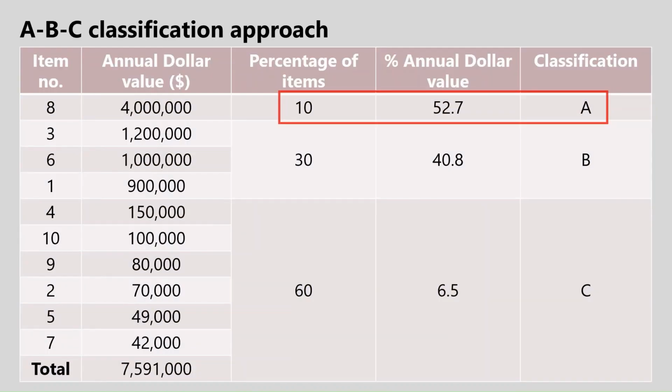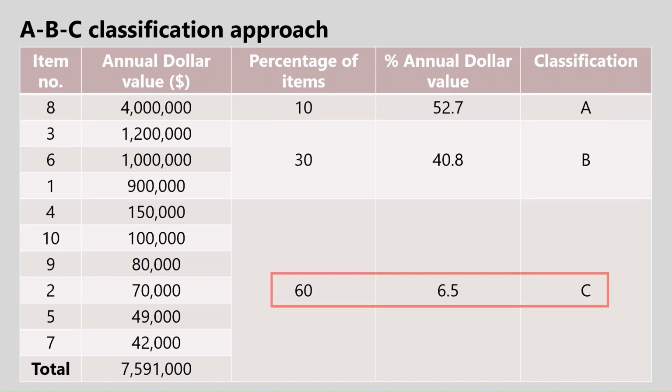Note that category A has the fewest number of items but the highest percentage of annual dollar value. In contrast, category C has the most items but only a small percentage of the annual dollar value. Managers use the ABC concept in many different settings to improve operations. One key use occurs in customer service, where a manager can focus attention on the most important aspects of customer service by categorizing different aspects as very important, important, or of only minor importance.